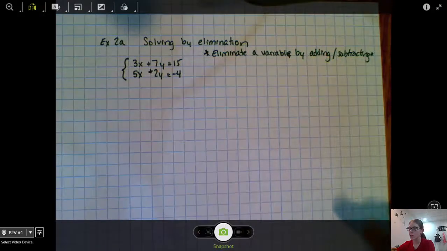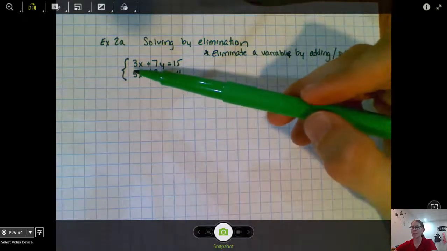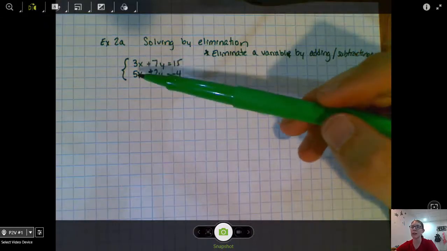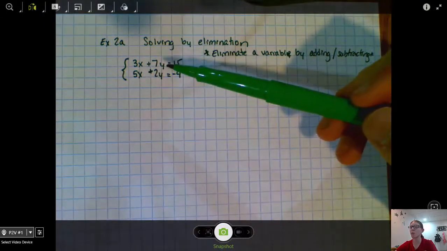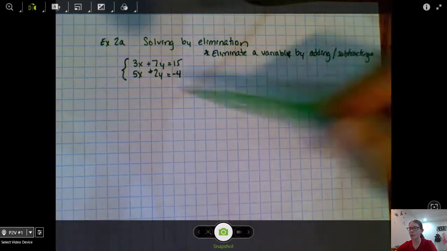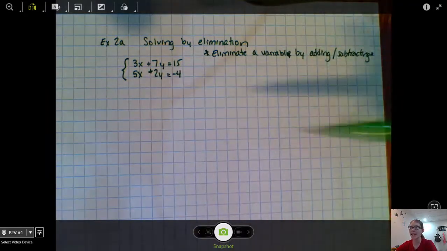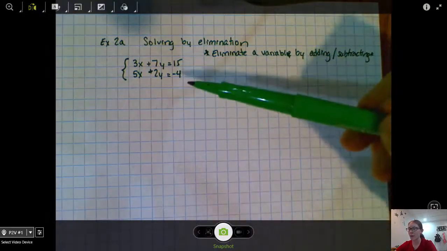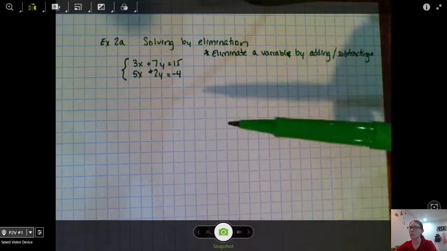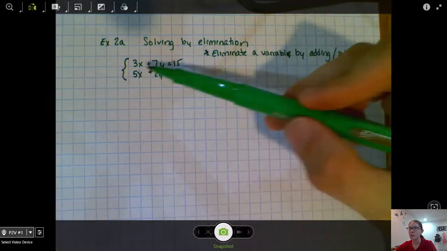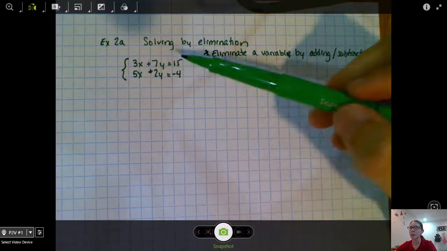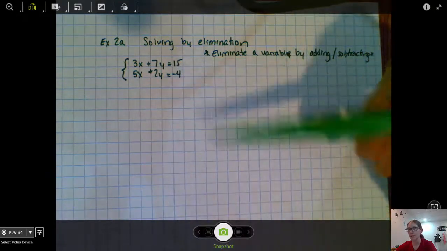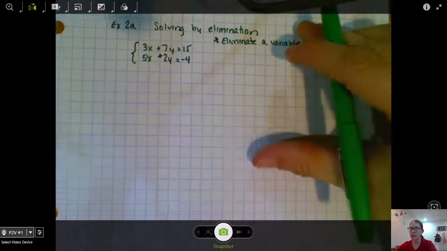And sometimes you will have the same coefficients in front of one of your variables, like maybe they're both 3x and 3x. Maybe they're both 7y, 7y. In this case, I wanted to make it a little more complicated, so we don't have equal coefficients to start. If you have a situation like this, we can multiply our whole equation by something. We just first have to figure out what variable we want to eliminate.